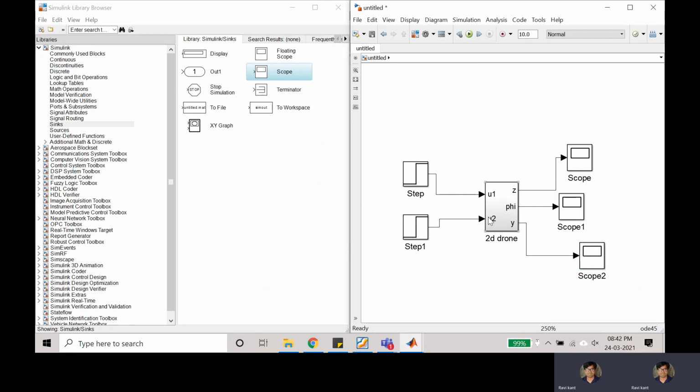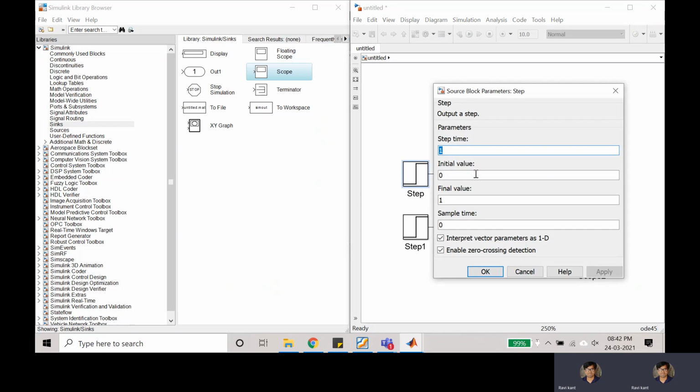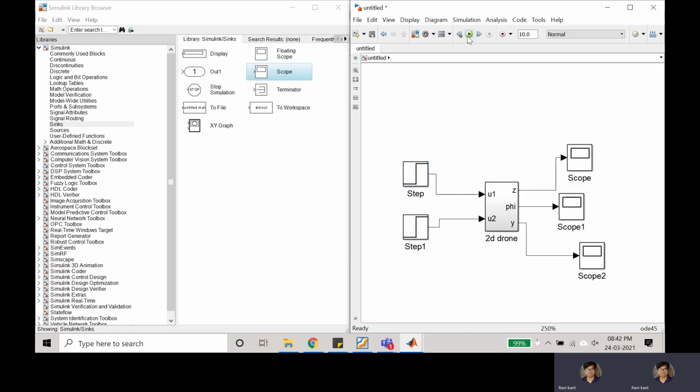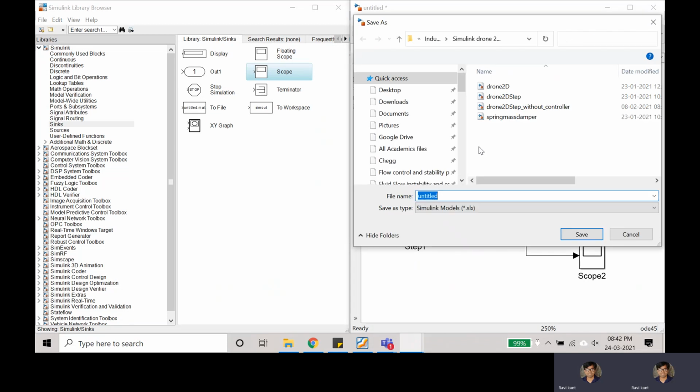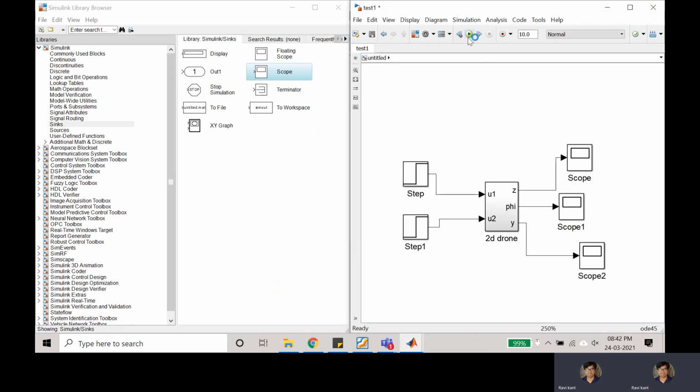Now step input is defined as 1. Okay, let us run this Simulink model and let's see what happens. Before that we have to save this file. I'm going to save it as test 1. Okay. Now I'm going to run this file and let's wait for the simulation. Now it is ready.